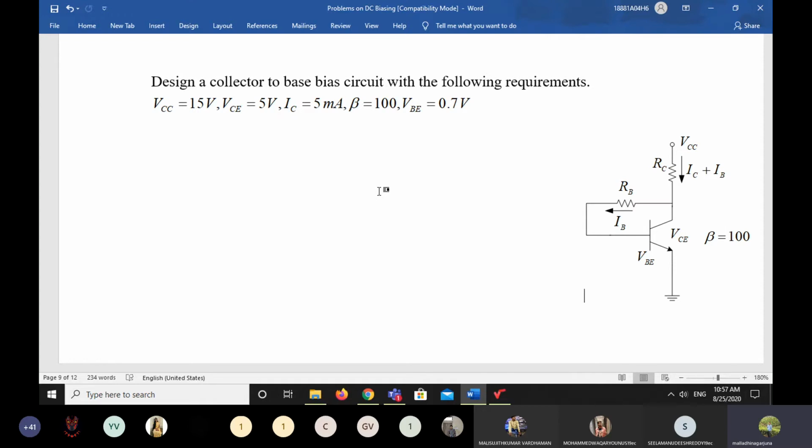So from that you can apply KVL to the input loop. For the input loop, RB will be the only unknown factor, and we can calculate it. Apply the same KVL to the outer loop, then RC will be the unknown factor, and you can calculate RC. Just note down, same procedure as what we did. Apply the KVLs. IC is given and beta is given. From that you can calculate IB and apply KVL to the base circuit and collector circuit.